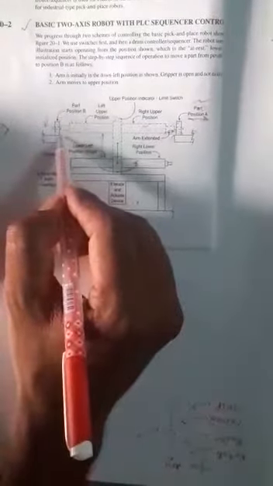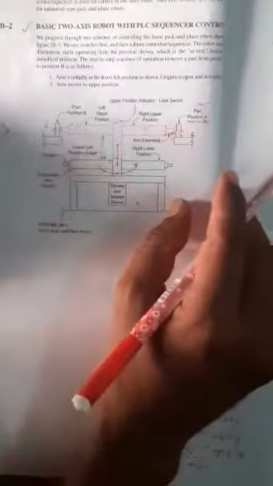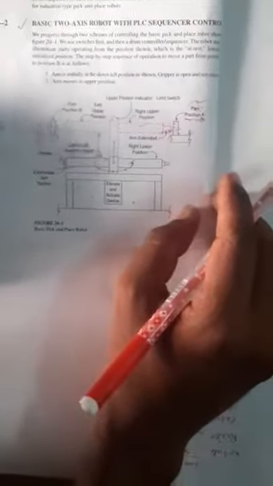That means we pick the part at position A, and after picking the part at position A, we simply move towards the leftward direction. When the gripper opens, the part in the hand is released and reaches position B. So this is our operation. The sequence listing for this operation is this one.